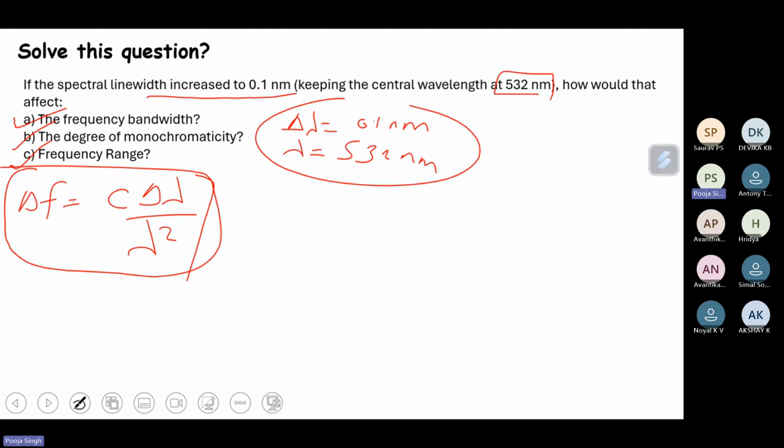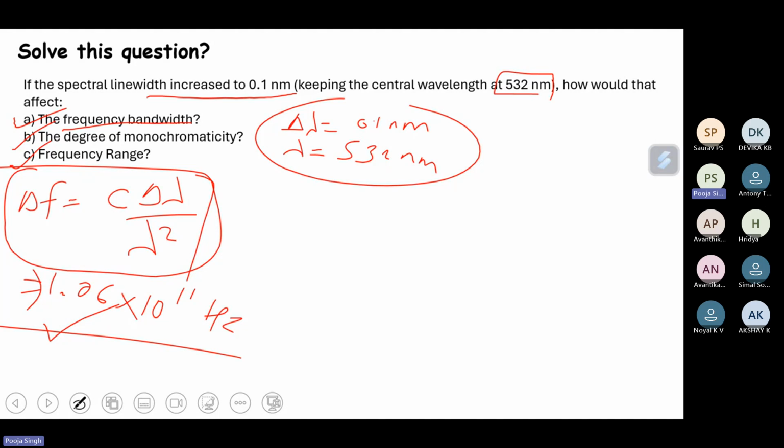Guys, is anyone solving? It's simple math, you just have to put the value. Ma'am, 1.06. Yes, it is correct. Tell me 1.606 into 10 raised to 11, 10 to the power 11. Yes, it is correct. Okay, so we have solved the frequency bandwidth.